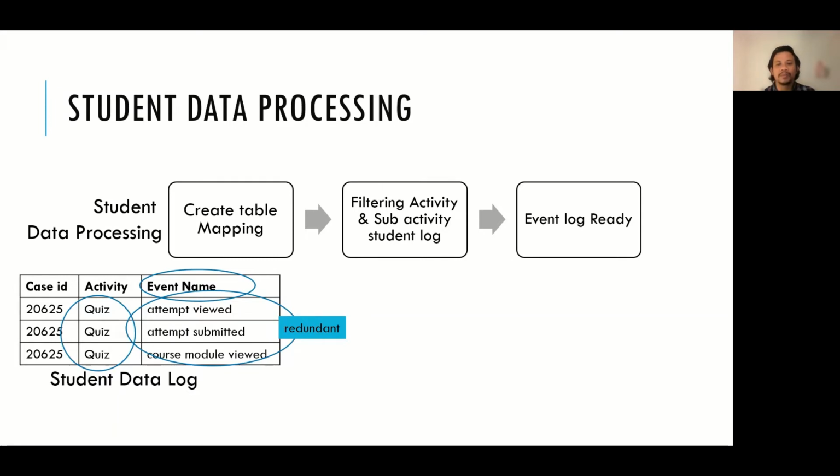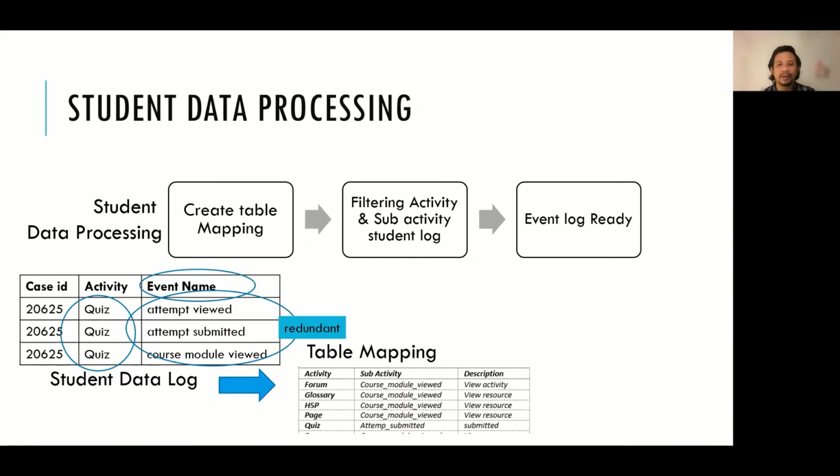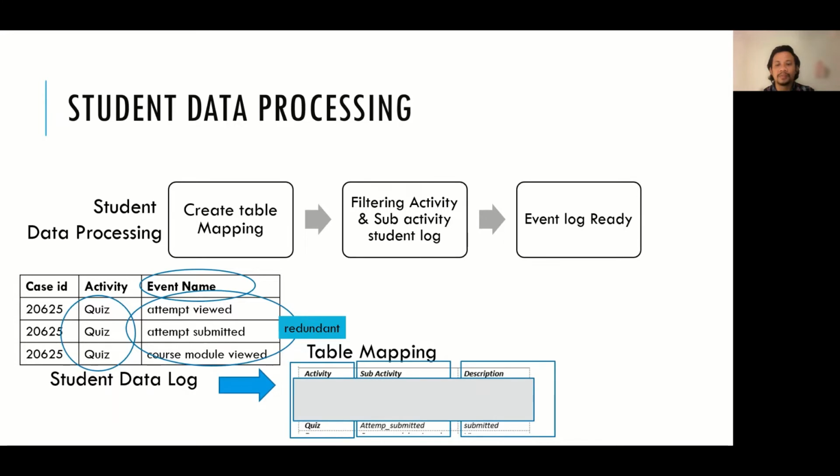To minimize the redundancy, we must choose an event name that exactly represents one activity, and the choosing process is based on the table mapping. The table mapping contains activity, subactivity, and description attributes. Especially in the subactivity attribute, exactly one subactivity represents the activity. For example, quiz is represented by attempt submitted. This process makes one quiz activity map to one event name, that is attempt submitted. So there is no redundancy in the data log.